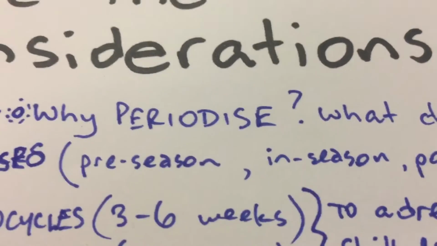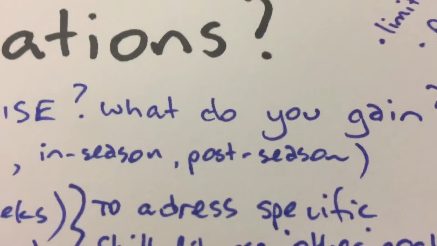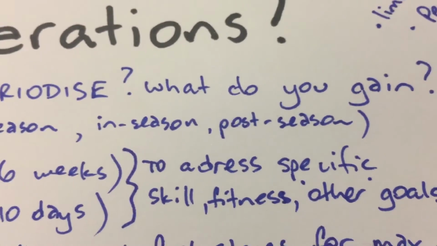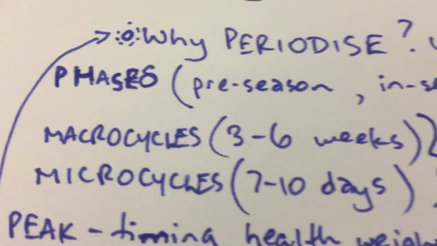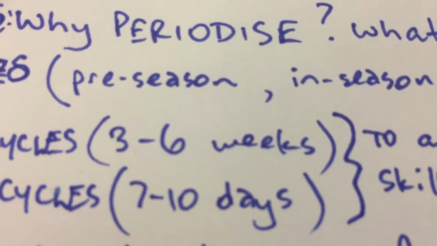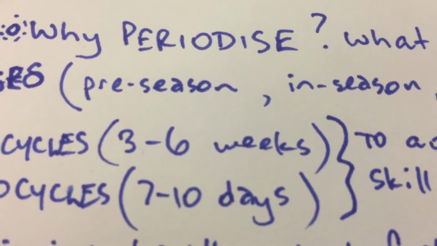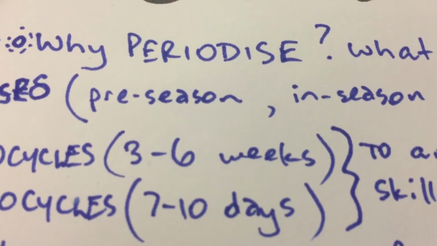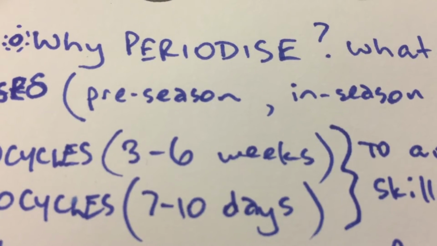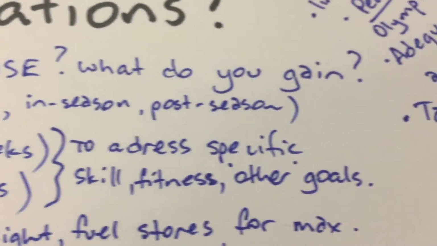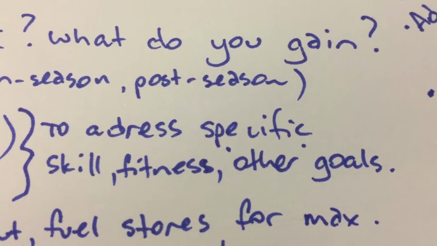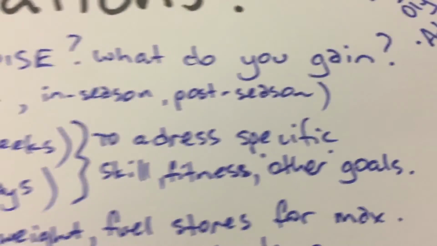So the whole year is divided up into pre-season, in-season and post-season. It will vary between sports, obviously. We might have a macro cycle. Macro generally means big. So this might go for 3 to 6 weeks. We might be doing a 4-week macro cycle aimed at improving strength or power. And this is to address skill and fitness, or some other goals.